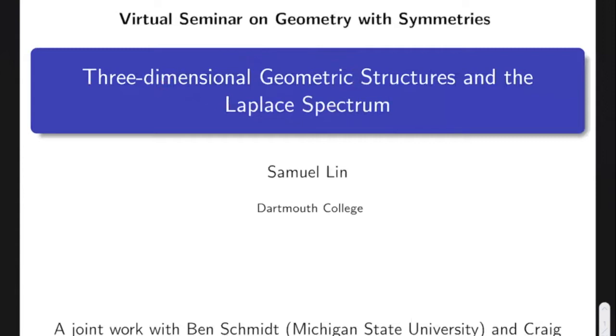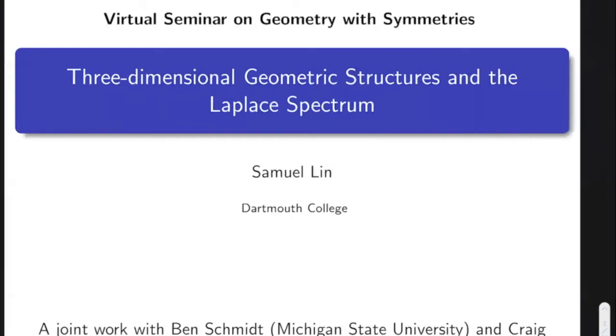Okay, so what do I mean by three-dimensional geometric structures? To me, geometric structures are just a Riemannian manifold with a locally homogeneous metric. And then I'll also talk about Laplace spectrum here.